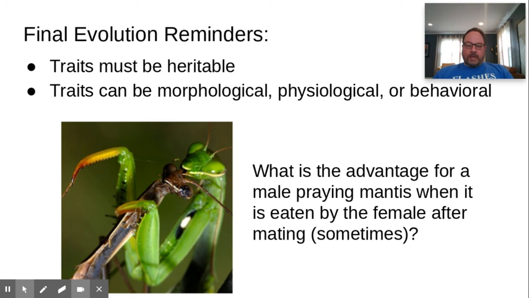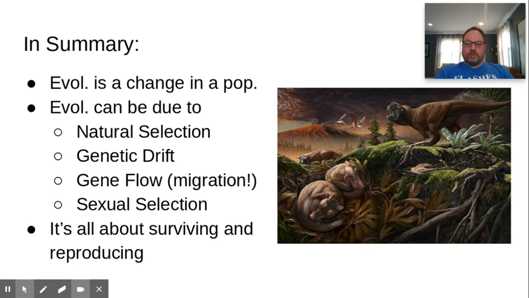So here we think about sometimes a female praying mantis will eat the male praying mantis after copulation. Well, what's the advantage to the male of getting eaten, right? Well, it's about passing on your genes to the next generation. So if you've mated with the female by allowing her to eat the male, that's providing nutrition that can support the developing eggs in the next generation. So, wild stuff goes on in nature in order to allow populations to change.